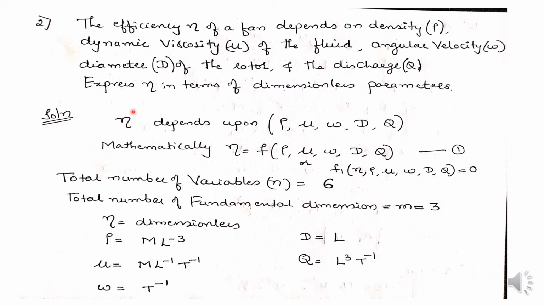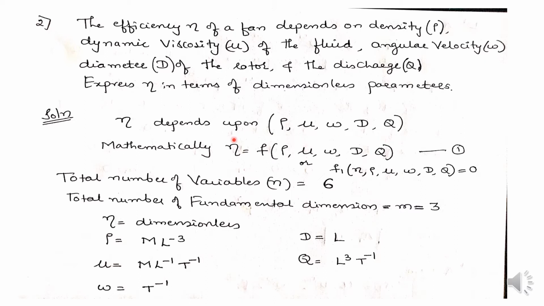So this efficiency depends upon rho, that is density, mu viscosity, omega angular velocity, diameter d, and discharge. That means this is a dependent variable, and it depends upon these independent variables. That means this efficiency depends upon all these parameters.